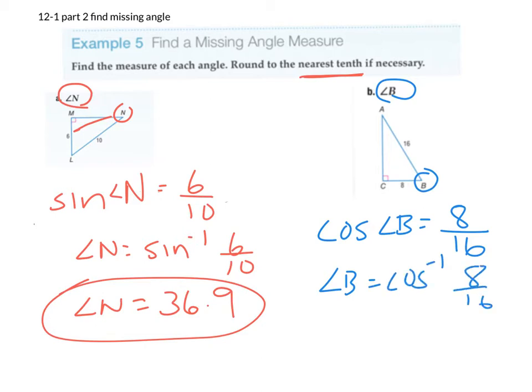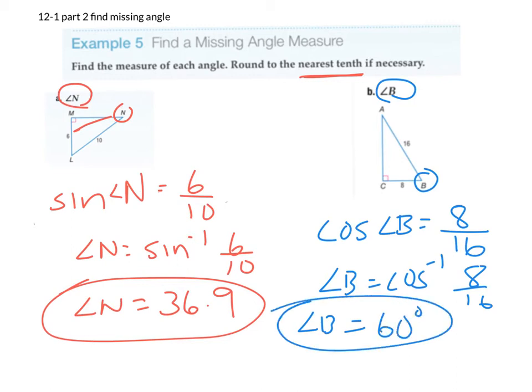And all that is pressing your calculator. So let's go ahead and press that into our calculator. In this case, the measure of angle B comes out evenly as 60 degrees, and so we found the measure. So finding a measure is using what's called the arc or the inverse, and that's what this is.